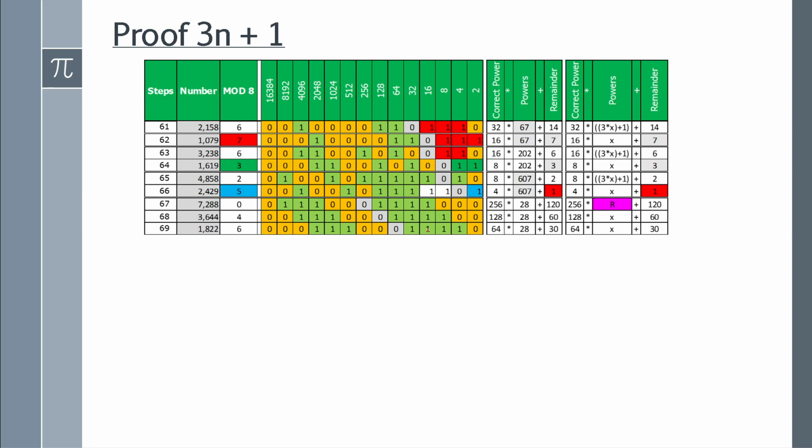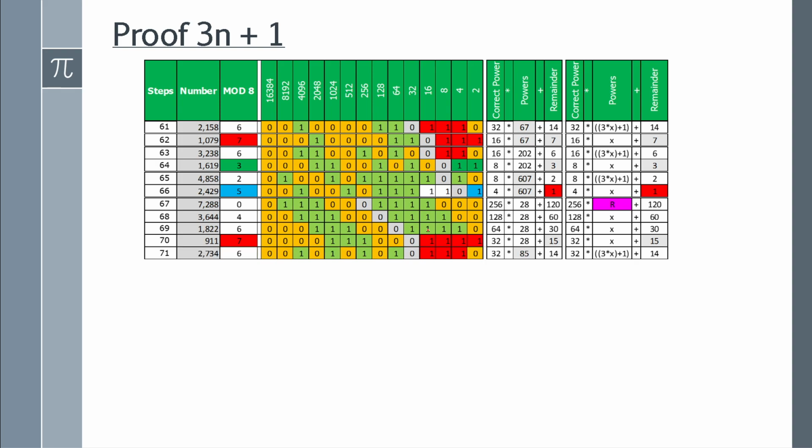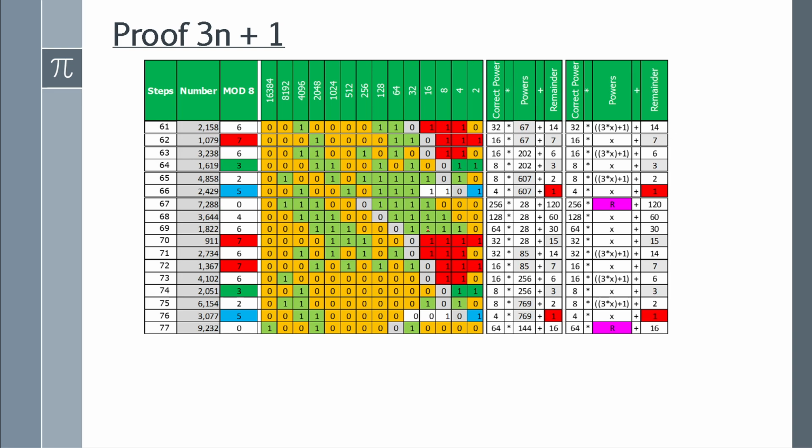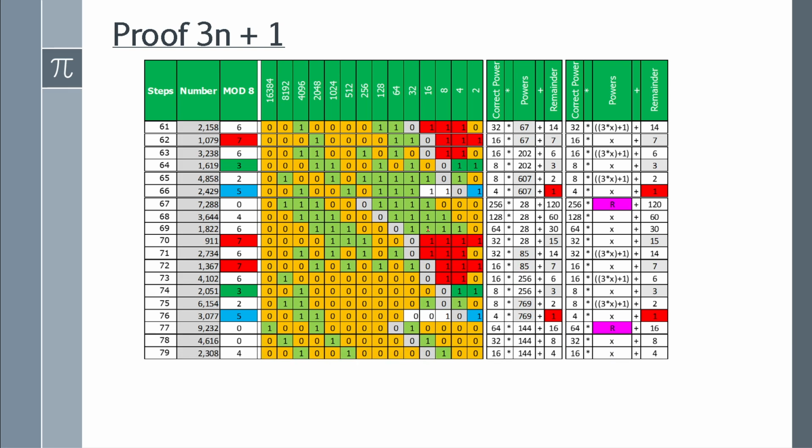Right, we're less than 2429, and now we're going to divide by 2 one more time. We get 911. 911 is going to go up 4 times to our favorite number, 9,232. But 3077 is a 5 mod 8 number, so in 3 steps, 2 more from 9232, we will be below 3077.